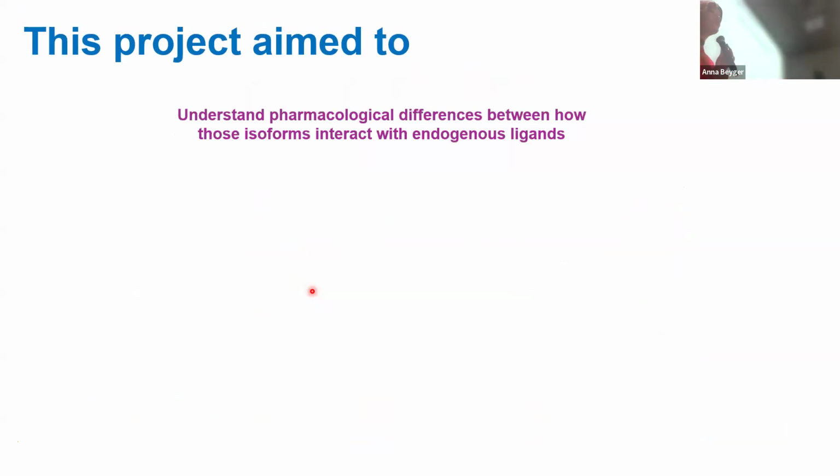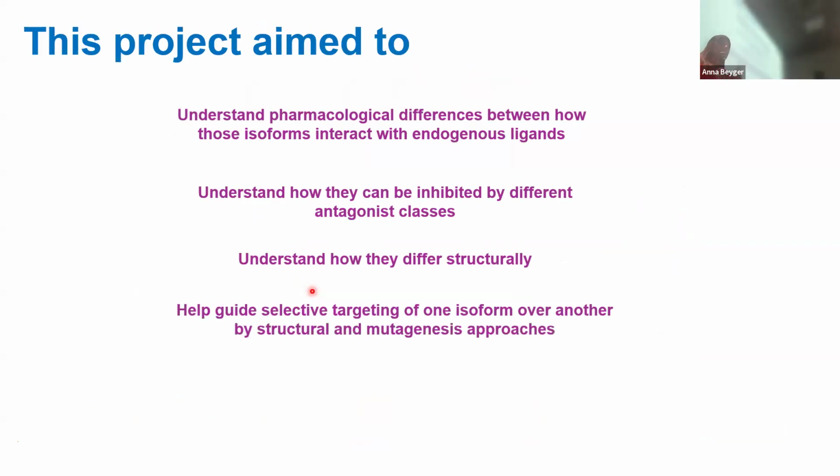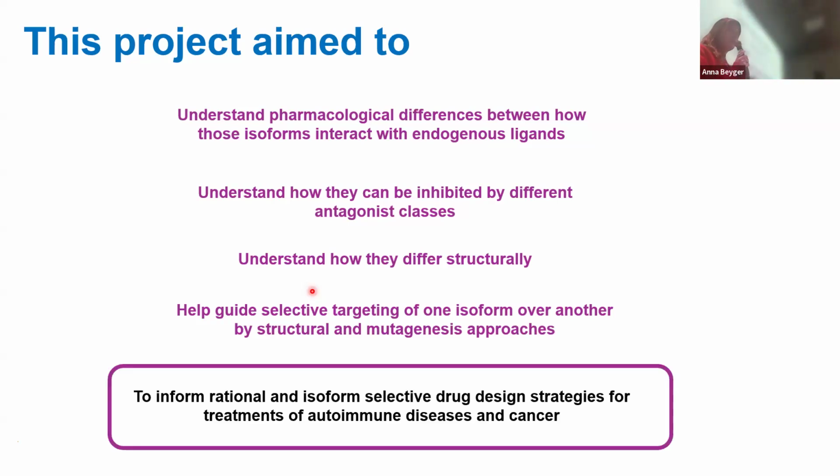Because of that, this project aimed to understand the pharmacological differences between how those two isoforms interact with their endogenous ligands, but also how they can be inhibited by different antagonist classes. By that, I mean different small molecules and monoclonal antibodies. We also want to understand how they differ structurally, to help guide selective targeting of one isoform over another, and we will do that by integrating structural and mutagenesis approaches. The big picture aim here is to inform rational and isoform-selective drug design strategies for treatments of autoimmune diseases and cancers.